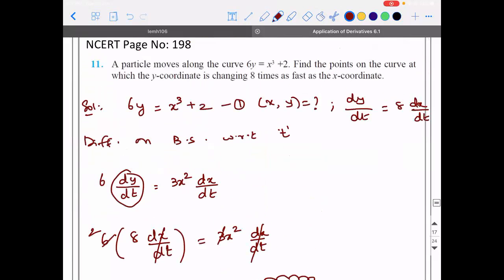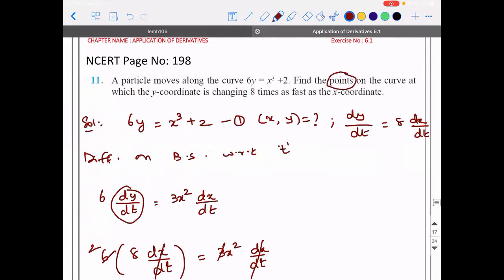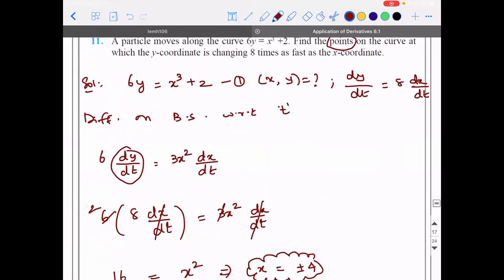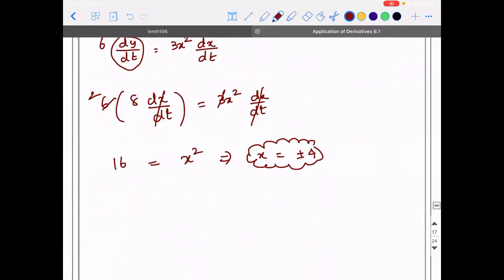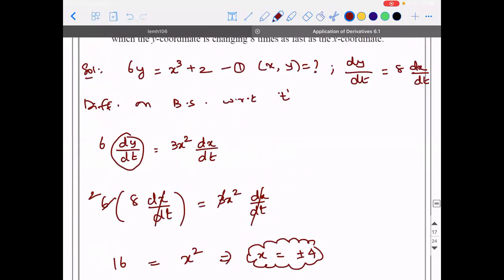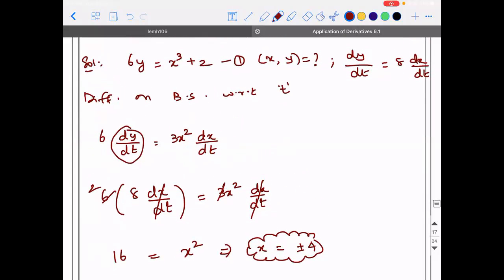That is the reason why the question is very clear: find the points. There is more than one point. Okay, you might lose half a mark, so be careful. Anyways, so x is equal to plus or minus 4. If I call this as 2, take 2 and substitute in 1. Tell me what are the values of y.